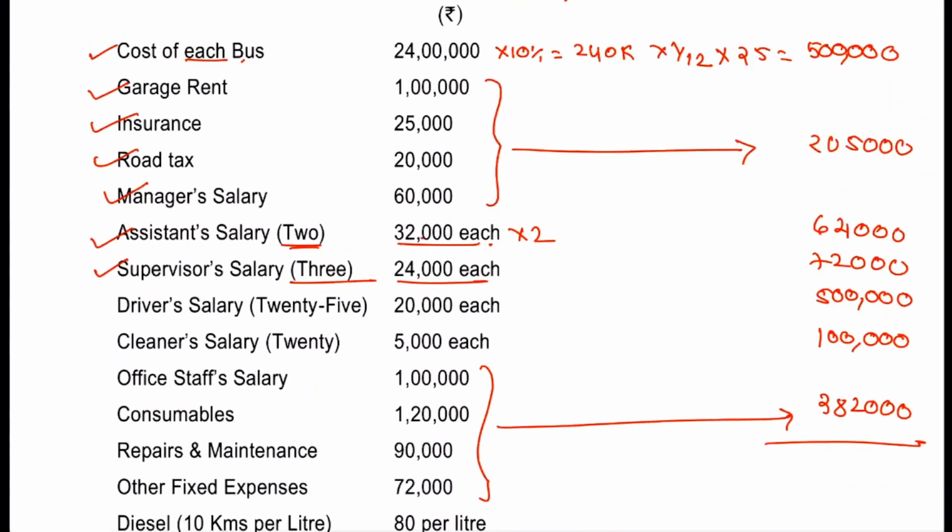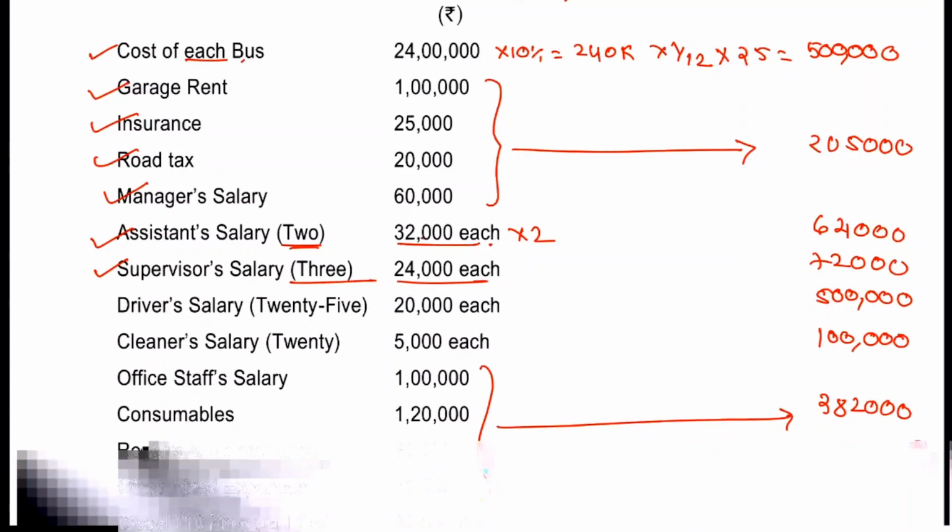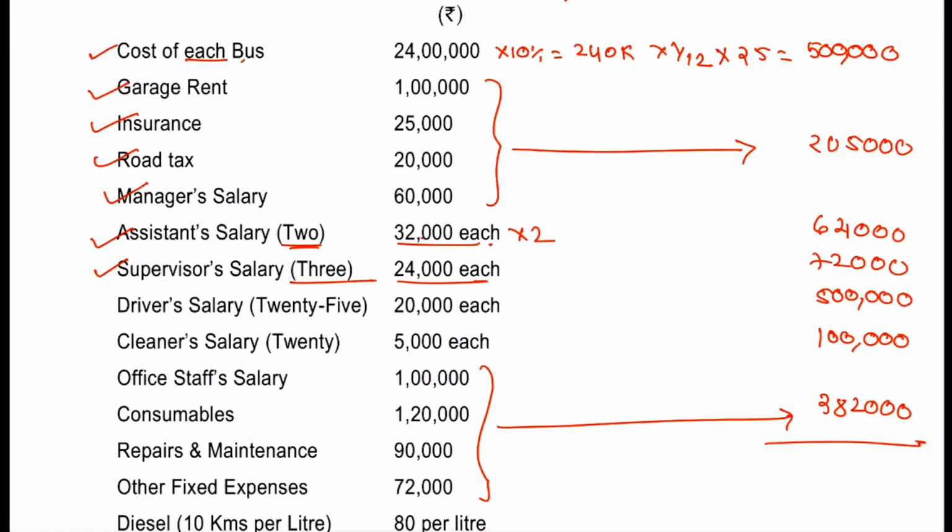Just take the total of this first. I will tell you one thing. 5 lakh plus 2 lakh 5,000 plus 64,000 plus 100,000 plus 5 lakh plus 1 lakh plus 3 lakh. देखो, यही आता है क्या? Just confirm. 18,23,000. Yes, sir. So we have a total which is 18,23,000.